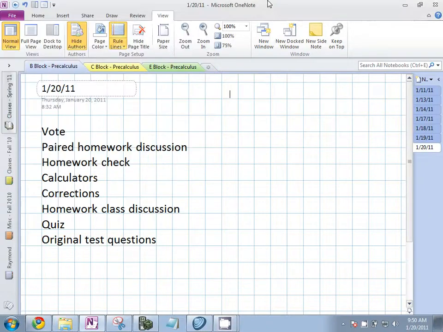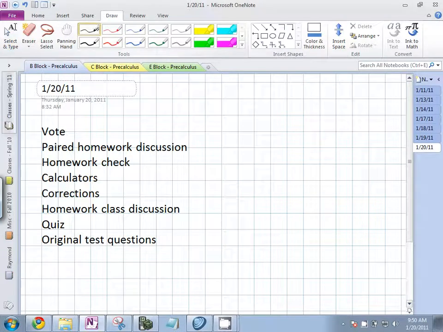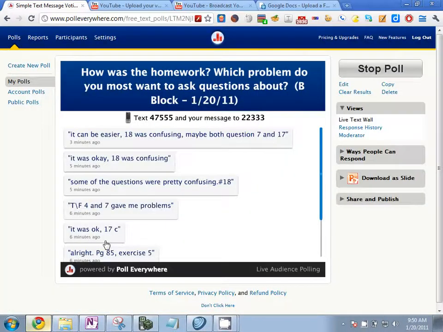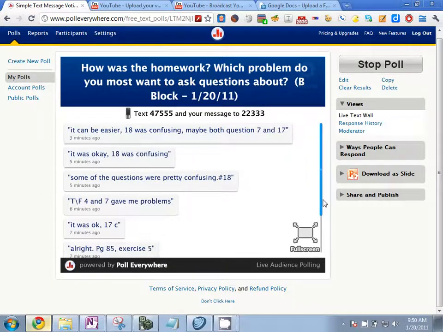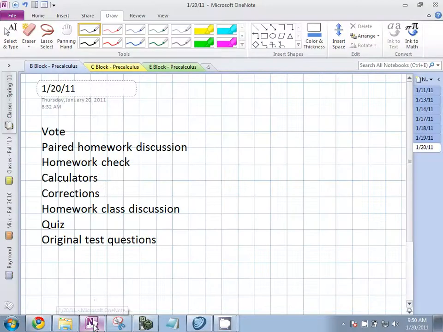Okay, let's chat. Are you ready to chat? So, how'd it go last night? Let's see what that poll said. I think it said you guys liked it a decent amount. 18, 17, number 5. Confusing. It can be easier, is okay. So it was decent last night? Okay. So which number would you like to look at? 18. That's a vote for 18. That sounds like a good thing to start with. Okay.